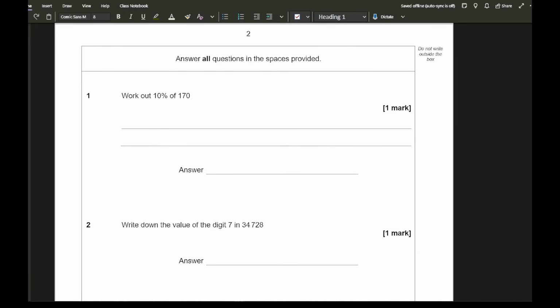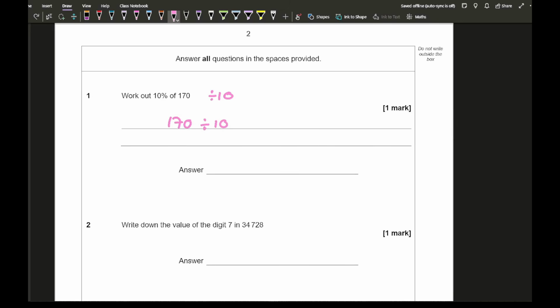So let's get started on question 1. Question 1 says work out 10% of 170. For this, all we need to do is basically divide this number by 10. So here we've got 170 divided by 10, which gives us the answer of 17.